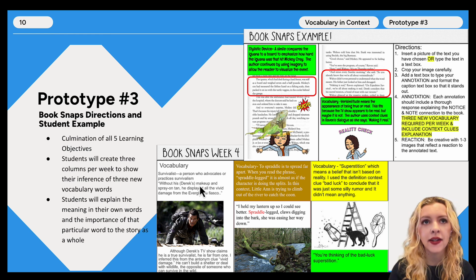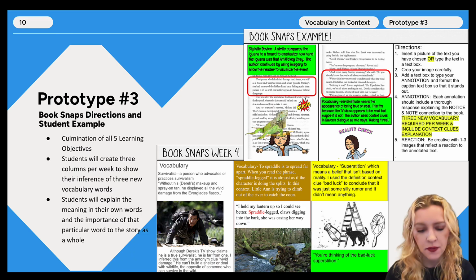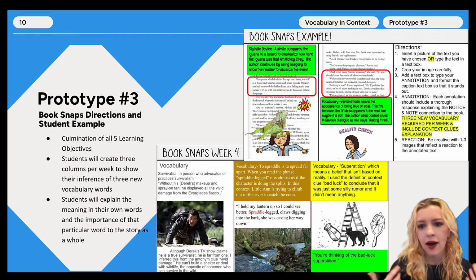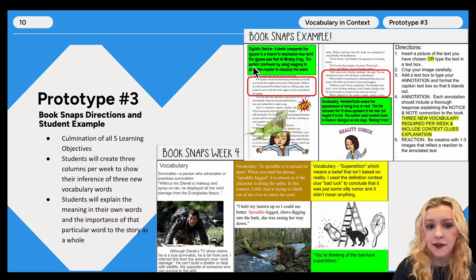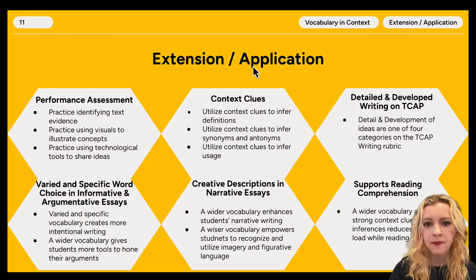And the goal is to really encourage them to not only infer what the meaning of the word is, but to add it to their vocabulary. So thinking about why did the author choose this word will stimulate how can I use this word to add to my own writing. So that is our last prototype. That is the performance assessment.